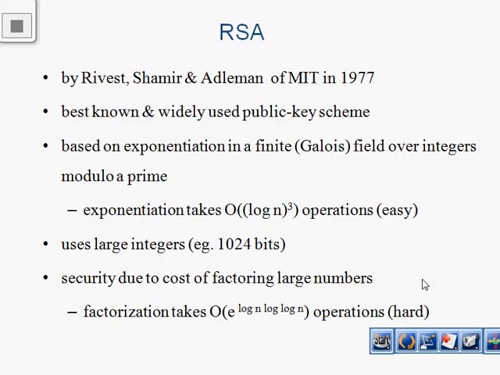Now let us discuss the algorithm. If you want to secure a message, you implement an algorithm, and that algorithm is RSA. R, S, A stand for Rivest, Shamir, Adleman. The three authors developed the algorithm at MIT in 1977. It is one of the best public key cryptographic systems. It is based on exponentiation over integers modulo a prime, with operations of order log n cubed, and it uses large integers, for example 1024 bits. The security relies on the difficulty of factoring large numbers.